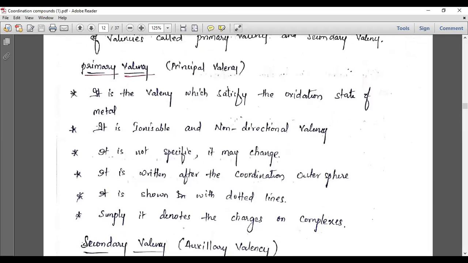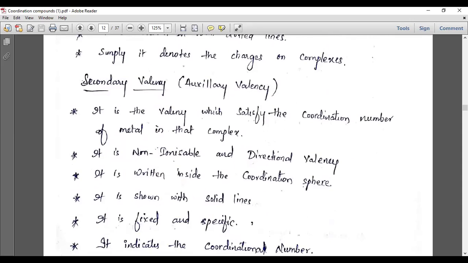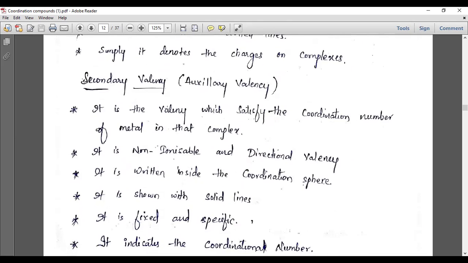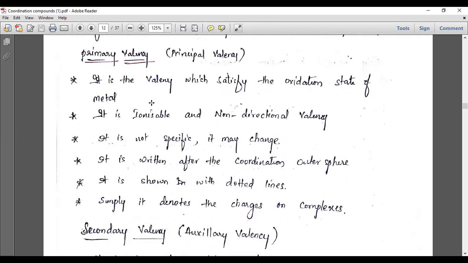The first is the primary valency, and this is the secondary valency. The primary valency is also called the principal valency, and the secondary valency is the auxiliary valency. So what actually it is, let us understand here. First let us read this point so you can easily understand this thing.